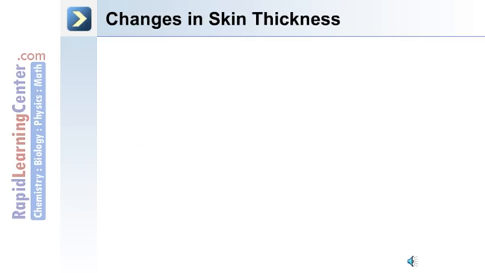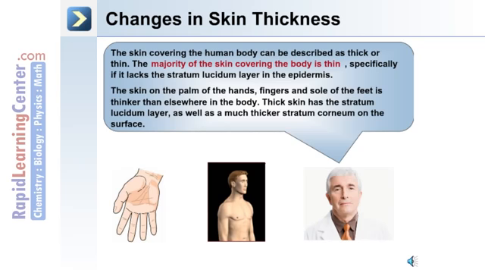The skin can change in thickness in different regions of the body. The skin covering the body can be described as either thick or thin. The majority of the skin covering the body is thin, and that means it lacks the stratum lucidum layer within the epidermis. The skin on the palms of the hands, the fingers, and the soles of the feet is thicker than elsewhere in the body. And thick skin has the stratum lucidum layer as well as a much thicker stratum corneum on the surface.